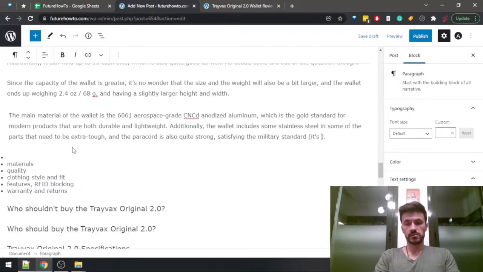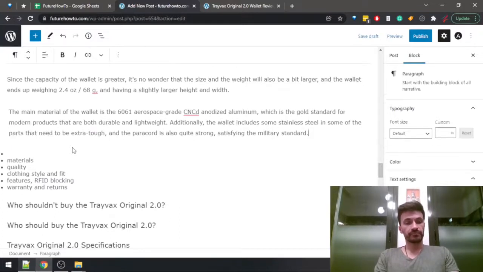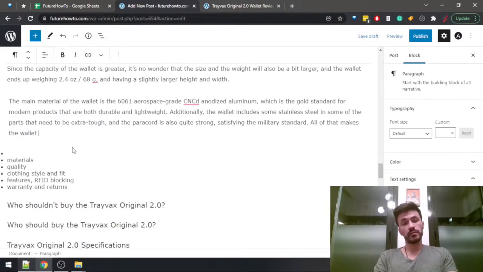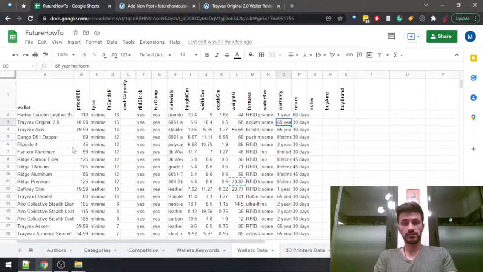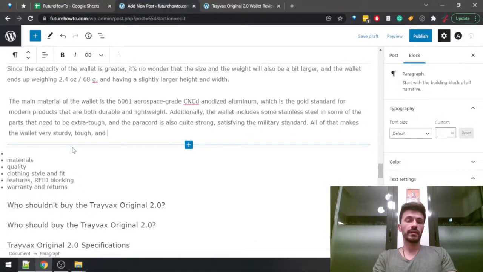Maybe we can do it. No, this is good. Okay. All of that makes the wallet very sturdy, tough, and long lasting. That's pretty good.